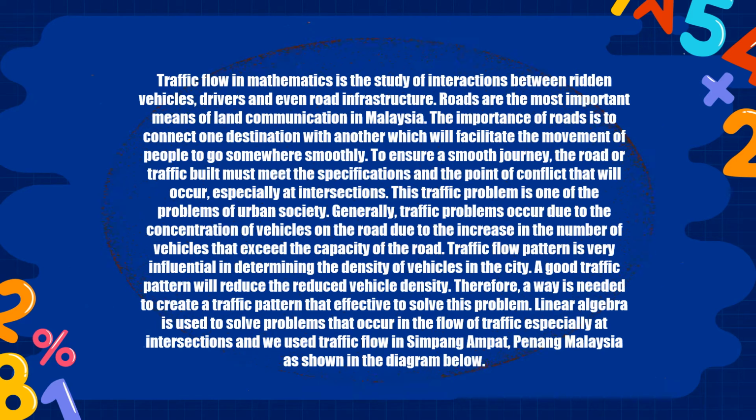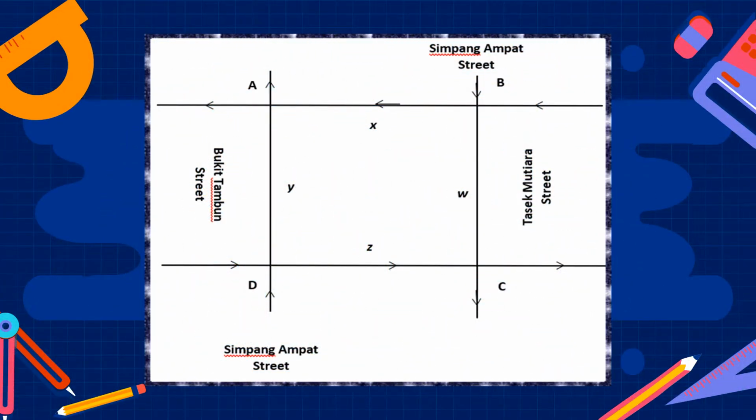Linear algebra is used to solve problems that occur in the flow of traffic, especially at intersections, and we use traffic flow in Simpang Ampat, Penang, Malaysia, as shown in the diagram below. This is the diagram of Simpang Ampat, Penang, Malaysia, and its traffic flows.